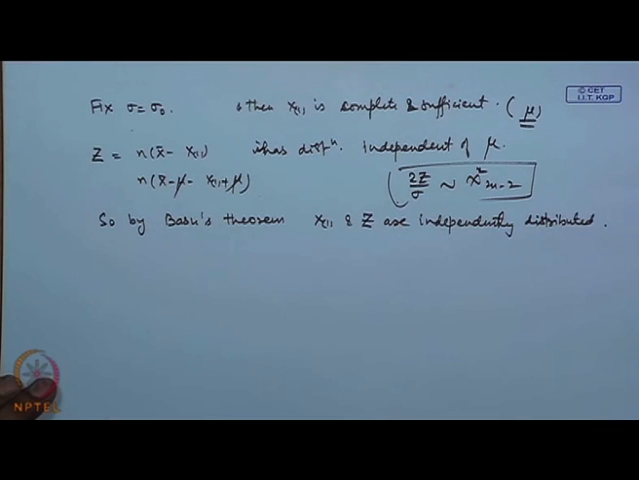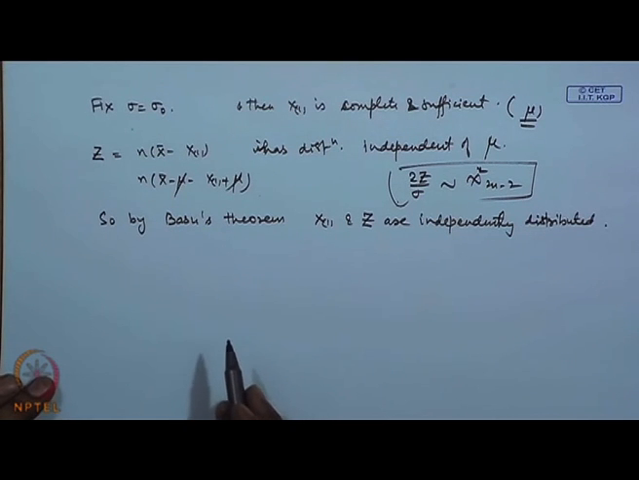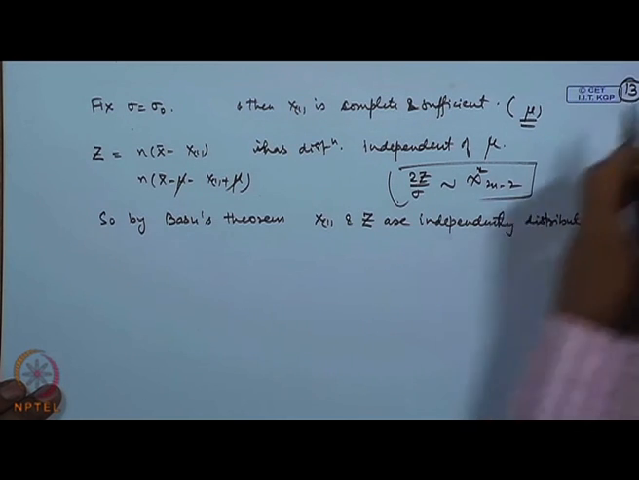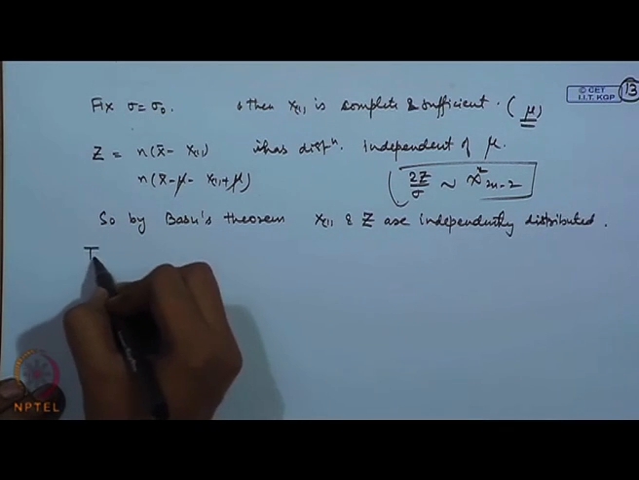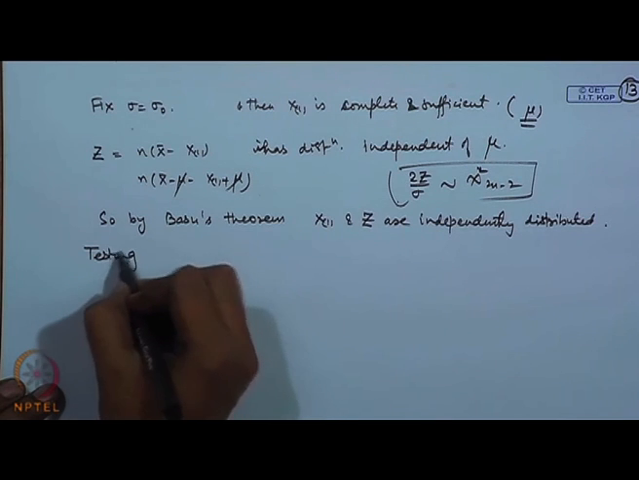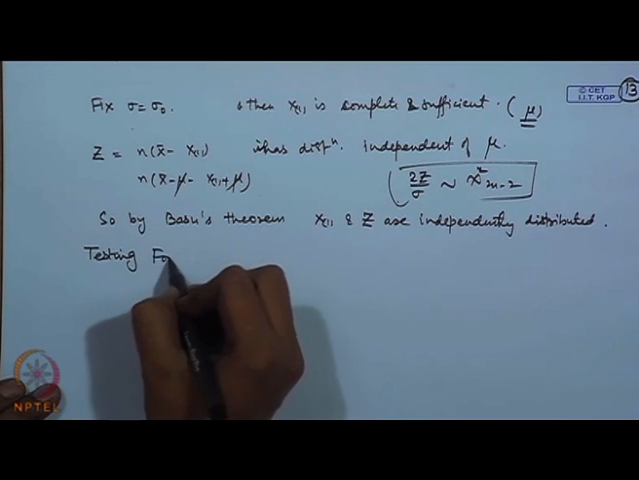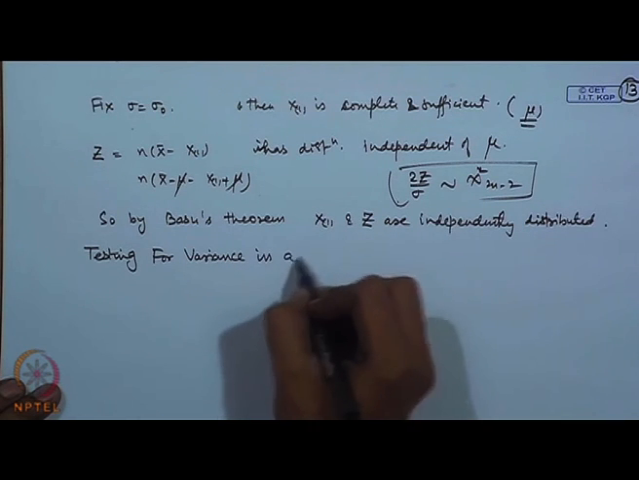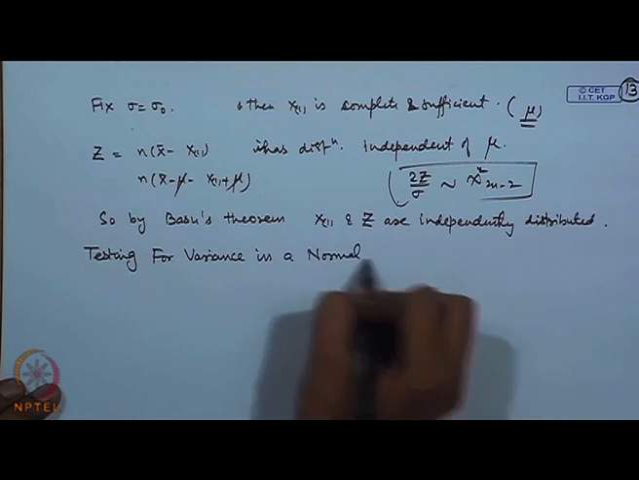So, I have given an example of a non-normal population. Now, let us pay attention to the testing problems. Testing for, say, variance in a normal population.